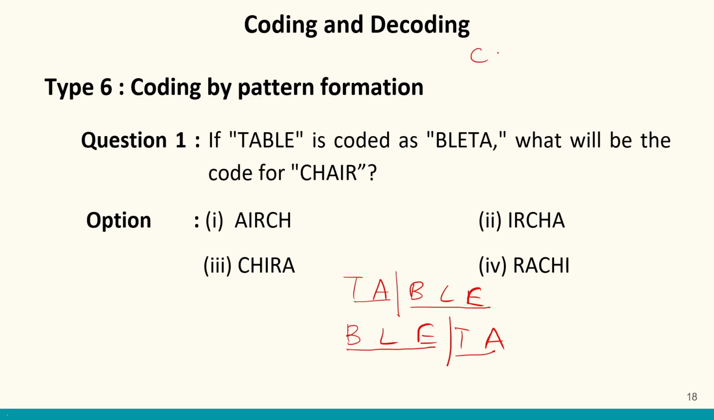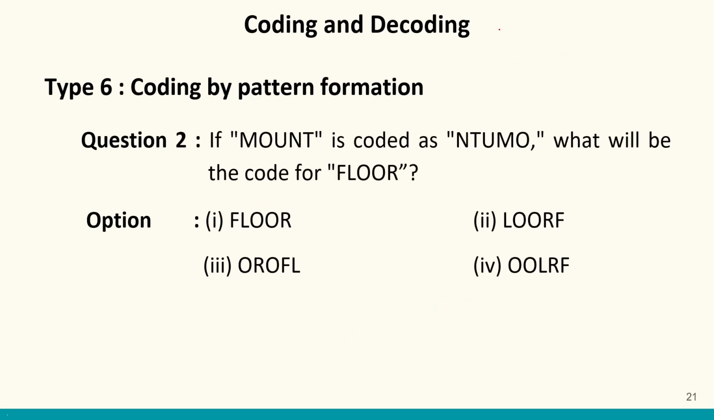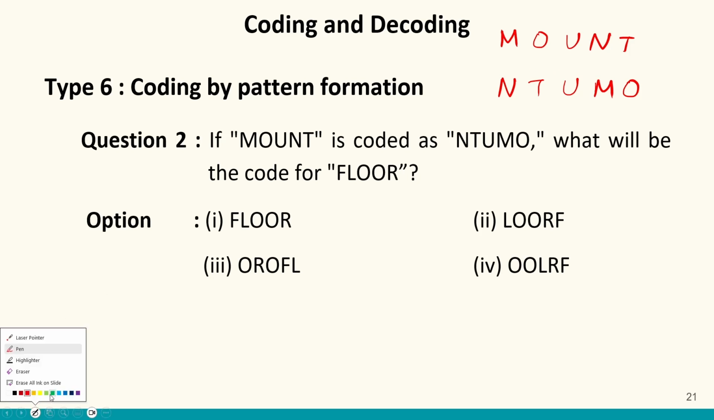So let's do the same thing for chair. So the last 3 letters AIR will be written first and the first 2 letters CH will be written last. So our code will be AIRCH, which is option number 1. Now let's do the same thing for mount. So here let me number them. Numbering is also a technique that you can use to find out coding by pattern formation.